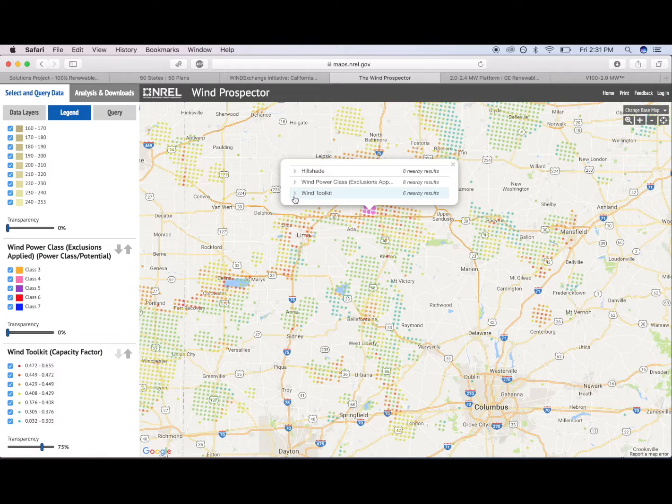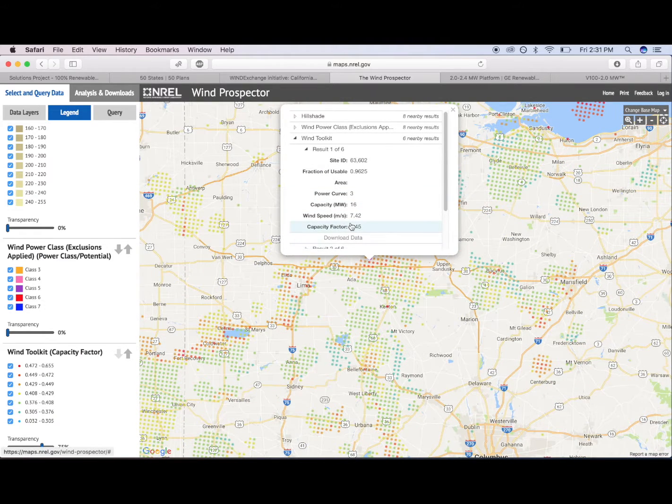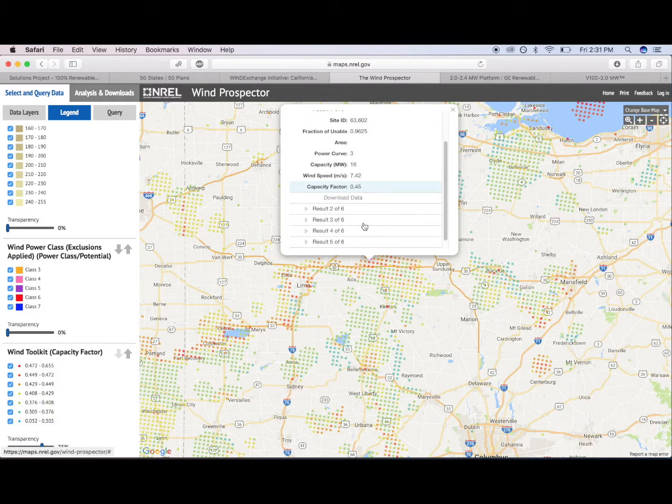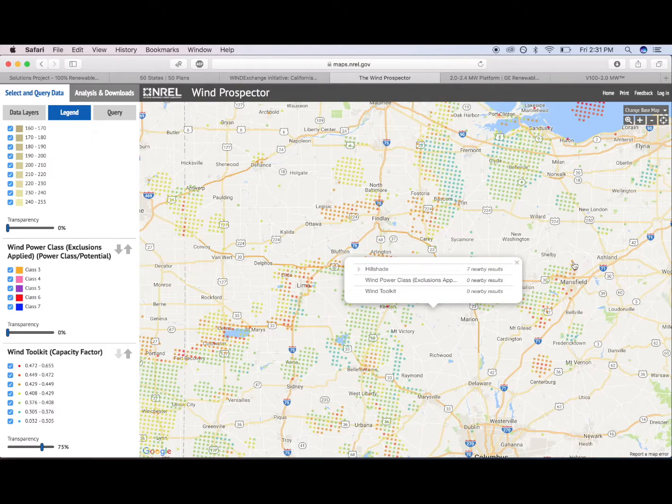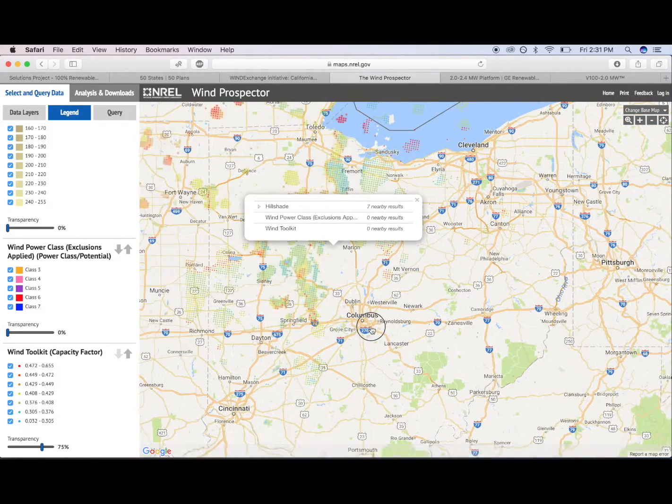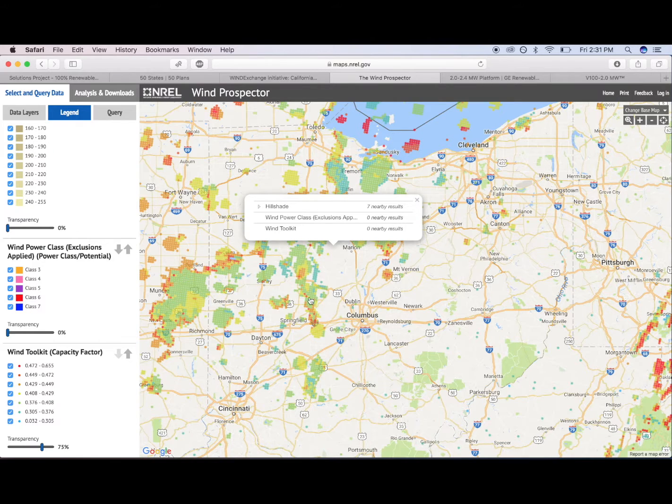So if we click on one of these dots and we go to Wind Toolkit, it's going to say that the capacity factor for this wind site in Ohio is going to be around 45. So what that means is probably, if we're being conservative, maybe 38 to 40% of the time this wind turbine is going to be operating at maximum capacity. So what you're looking for here is high capacity factors. And those are going to be the best places to put wind turbines, because essentially you're going to be generating more electricity.